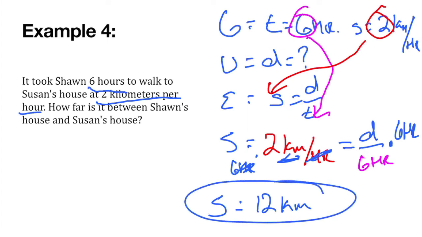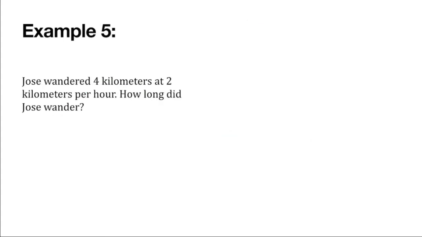It took Sean a long time to go. He was lollygagging. That's definitely lollygagging. 2 kilometers per hour, that's like... Hey, maybe there was stuff to do along the way. They got sidetracked. It happens. They had a dog.